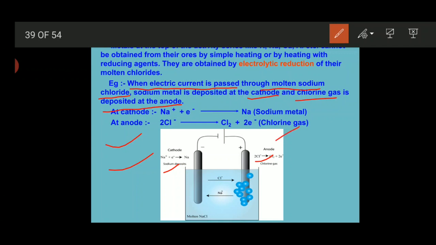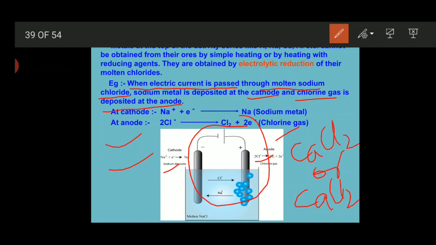In the beaker, we take sodium chloride. After that, we put two electrodes which are attached to the battery's positive terminal and negative terminal. The negative terminal electrode is known as the cathode and the positive terminal electrode is known as the anode, at which the cathodic and anodic reactions take place. In order to reduce the melting point of sodium chloride, we add calcium chloride or calcium fluoride.